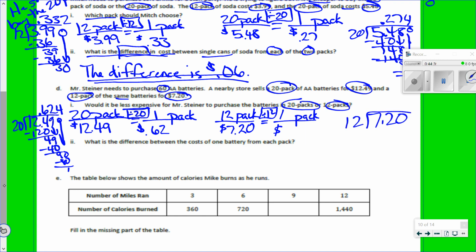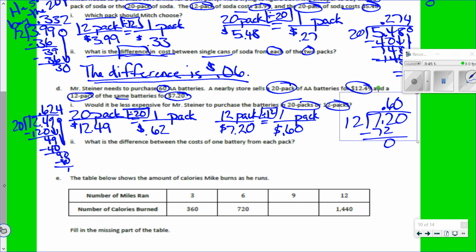It's not going to go into 7. Bring my decimal straight up. Goes into 72 6 times. That's a 0. So I'm all done, right, Lydia? No, you're not done. Am I done with my math on this? No. You have to put the 0. Oh, the 0 matters? Yes. So that gives us 60 cents. Now, there you go. Great job.